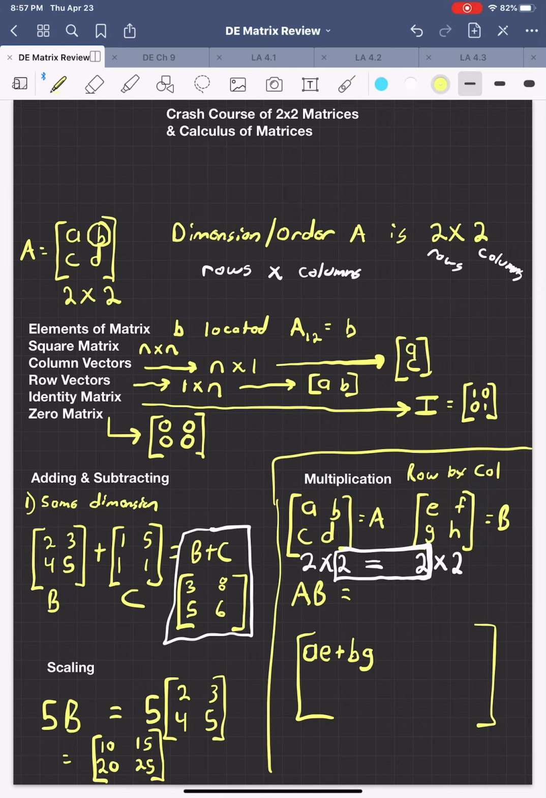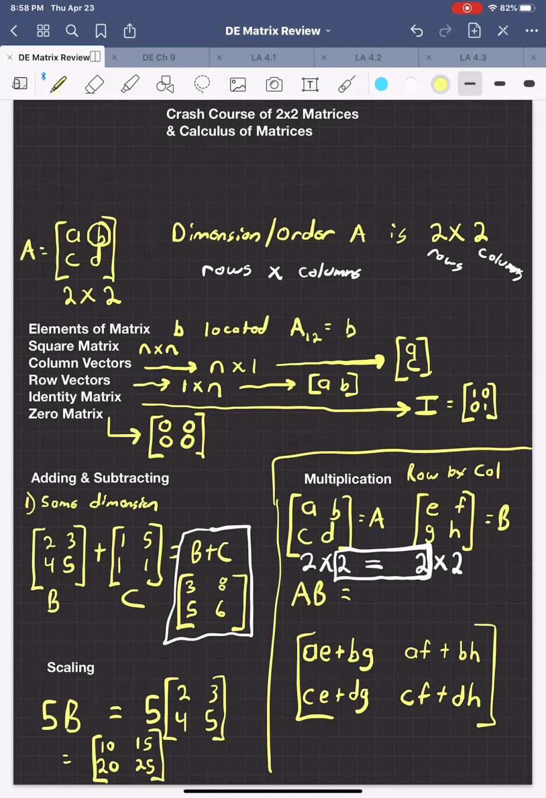So in that case, we would have A, F plus B times H. And then you just proceed in this fashion. Now it would be row 2 times column 1. All right, I'm just going to fill in the rest of it. So C, E plus D, G. And then finally, the row 2, column 2 would be C, F plus D, H.